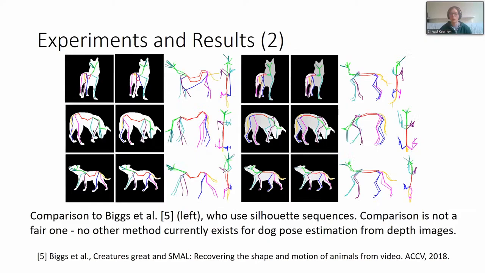We wanted to be able to compare our method with another method, but we ran into an issue where no one else is predicting dog shape and pose from depth images. So instead, we compare it with the method by Biggs et al. This team, though, is predicting dog shape and pose from sequences of silhouette images. So we acknowledge that the comparison isn't exactly fair, but it still gives us some sort of baseline to work from. Our result is shown on the right-hand side of the screen.